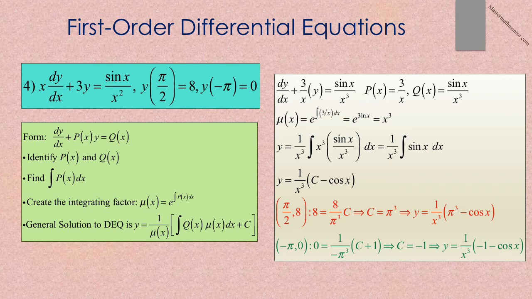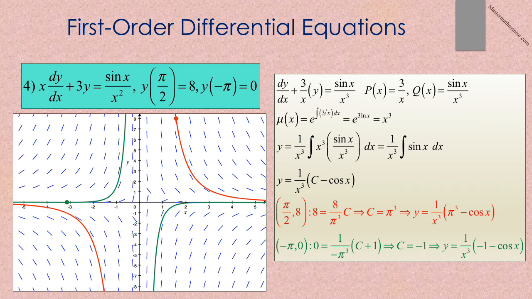So mu of x is equal to e raised to the integral of 3 over x dx, which is e raised to the 3 natural log of x, or x cubed. So our general solution is y is equal to 1 over x cubed integral of x cubed times sine of x over x cubed dx. The x cubes cancel and we're left with y is equal to 1 over x cubed, the integral of sine of x dx. An easy integral to take, and our general solution is y is equal to 1 over x cubed times the quantity c minus cosine of x.